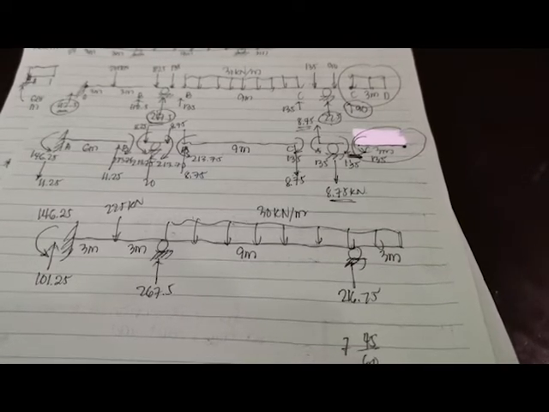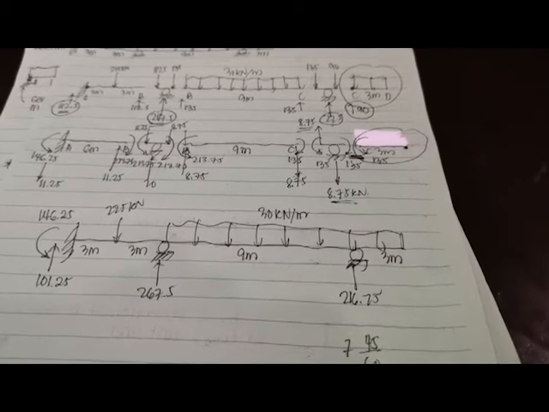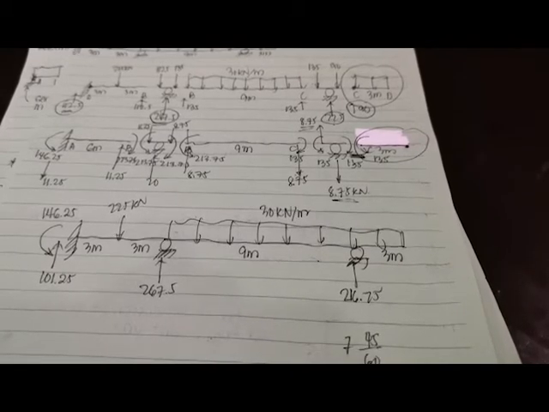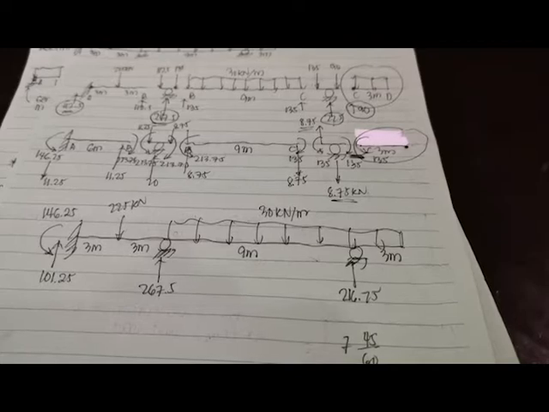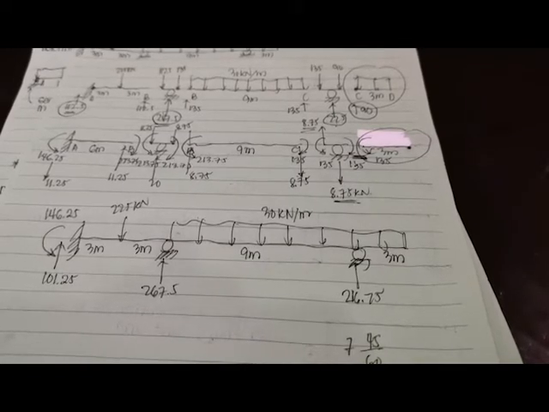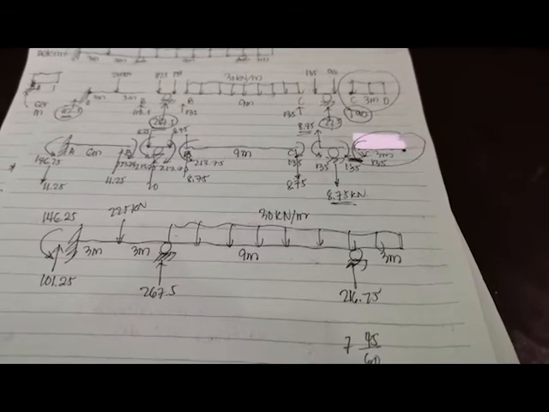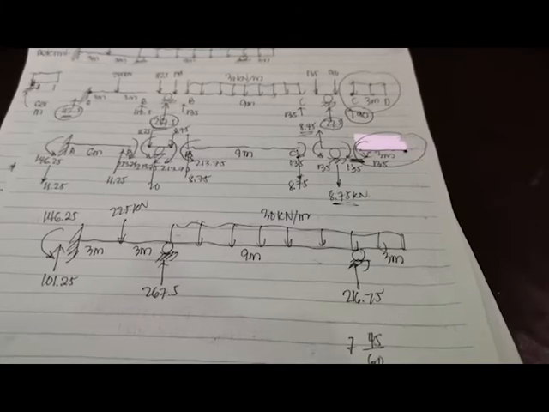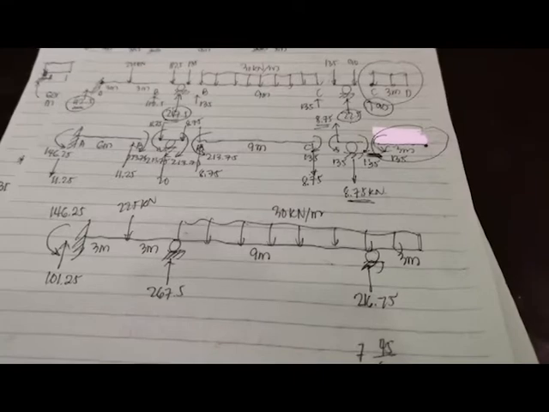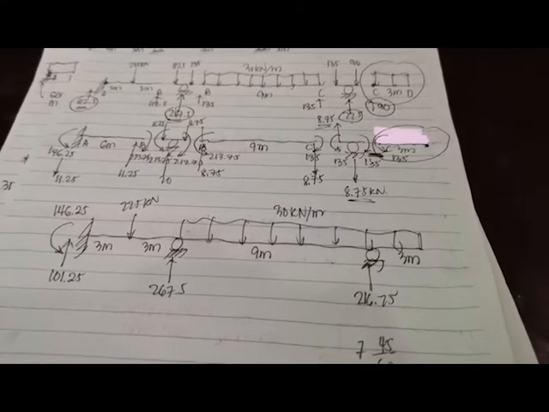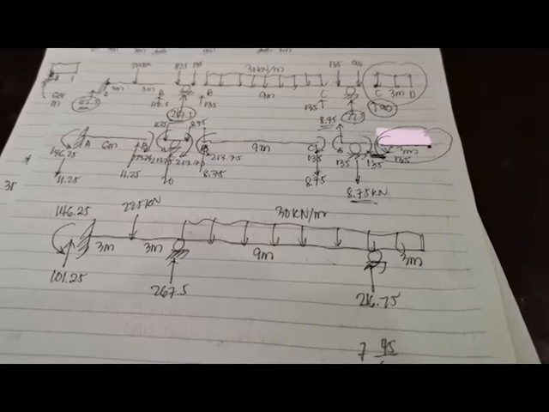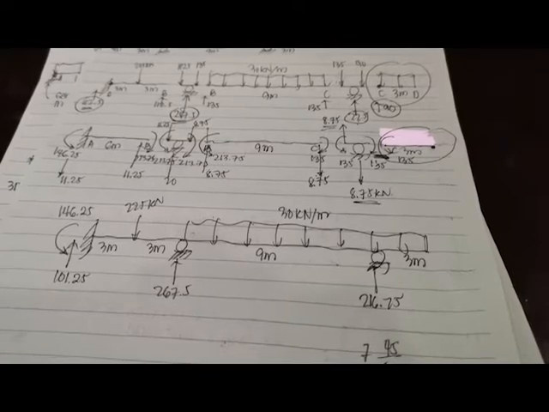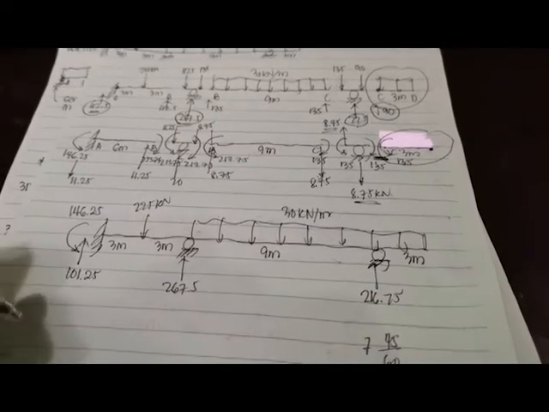Summation of forces: 101.25 plus 267.5 plus 216.25. This is equal to, minus 225 minus 30 times 12. That is equal to 0. Those are all equal to 0.